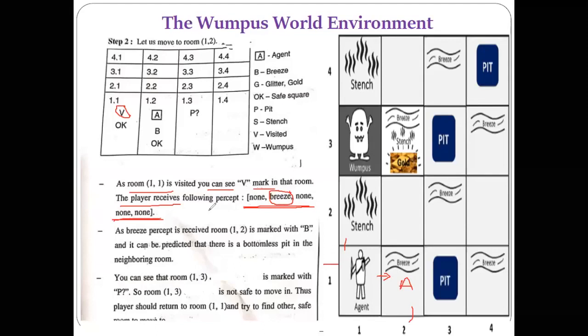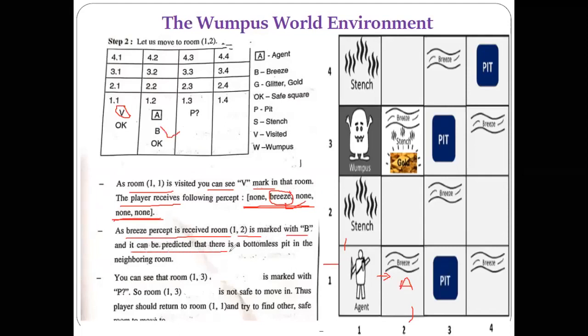Yes, in the adjacent room, exactly. I have already told you so many times that every perception has some meaning. When the agent receives the perception as a breeze, it means there must be a pit in a neighbor of that agent. The breeze percept is received in room 1-2, and that is why we mark room 1-2 as B here.